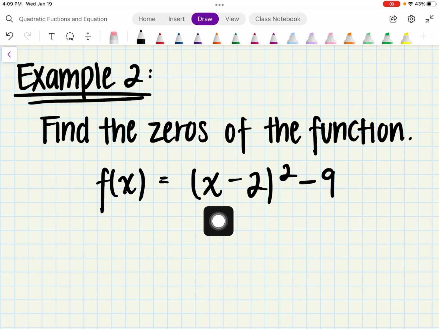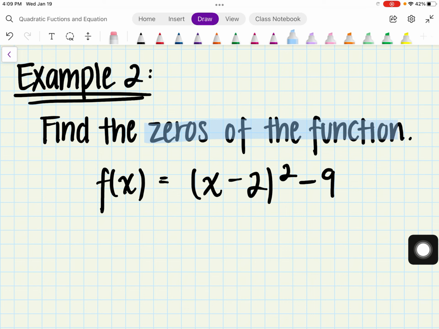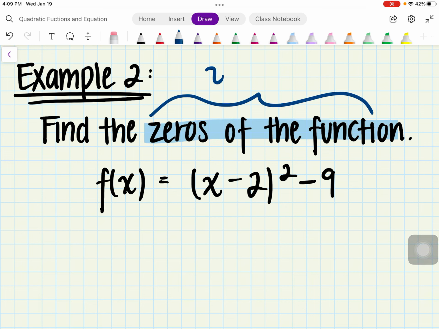And here's the next one, guys, example 2. So in this case, guys, we want to go ahead and find the zeros of the function, and we have f of x equals (x minus 2) squared minus 9. And I did mention also in the previous lesson that zeros of the function actually talk about the x-intercept.